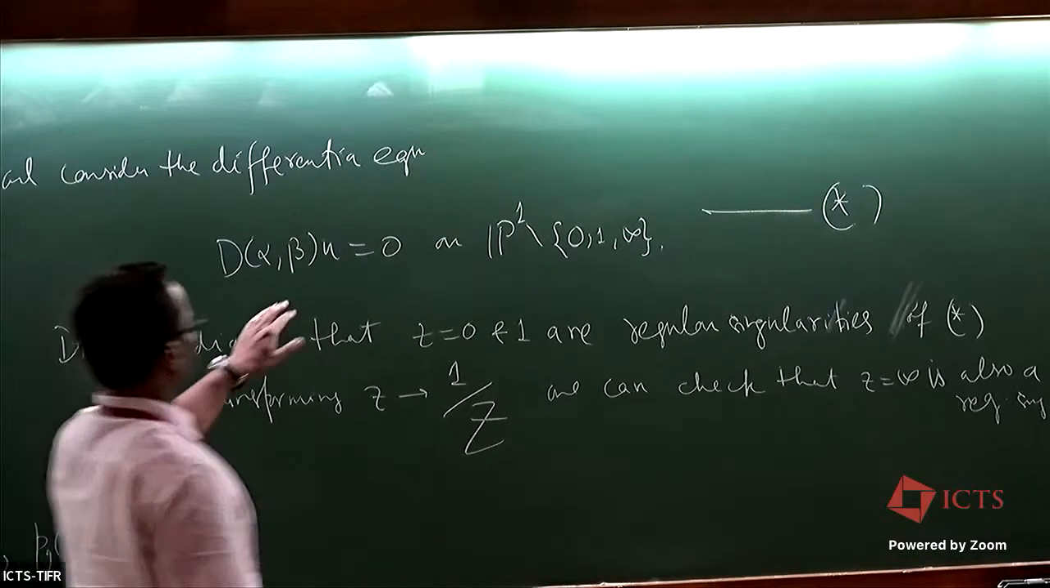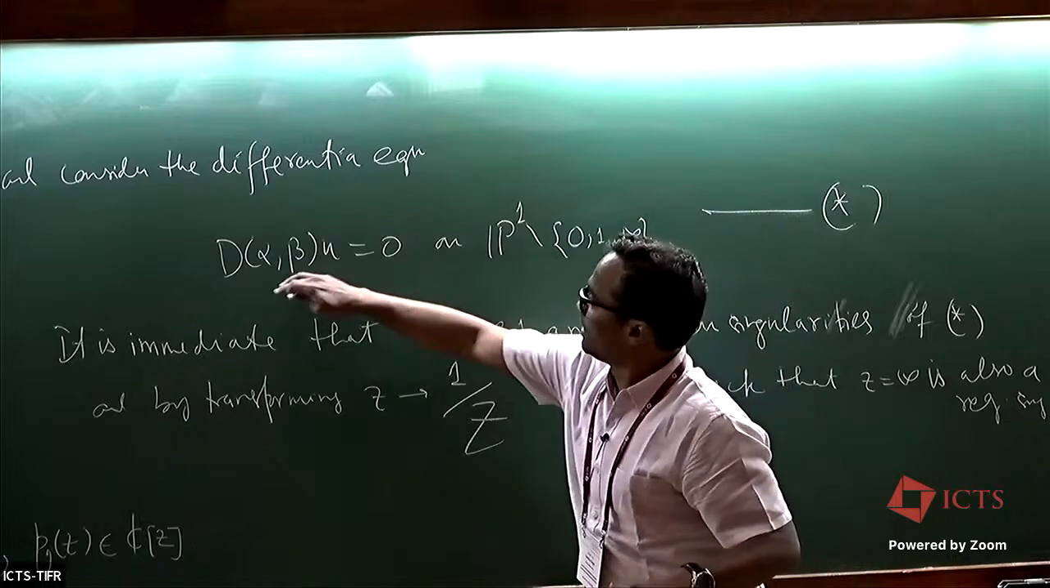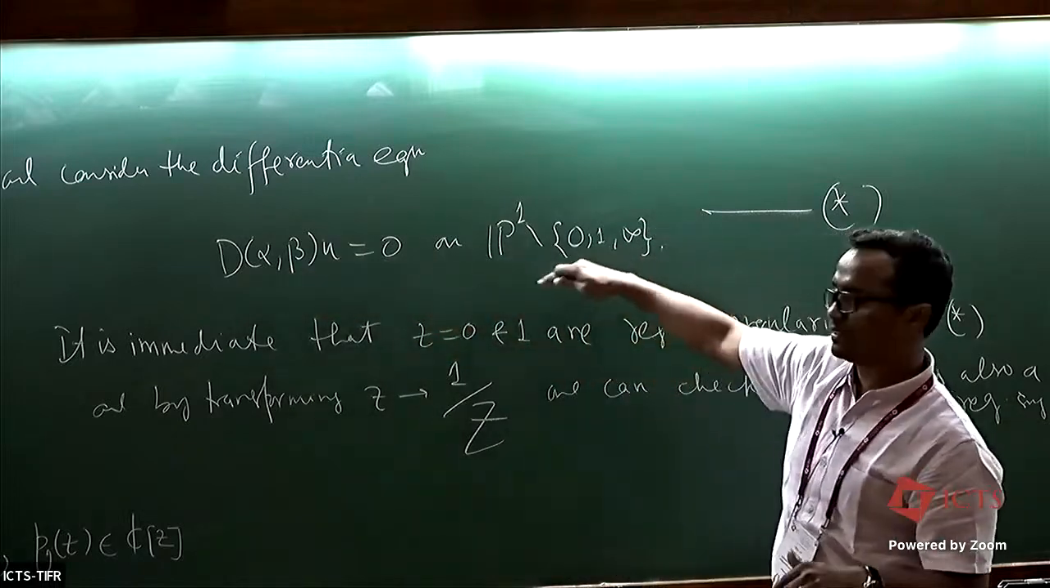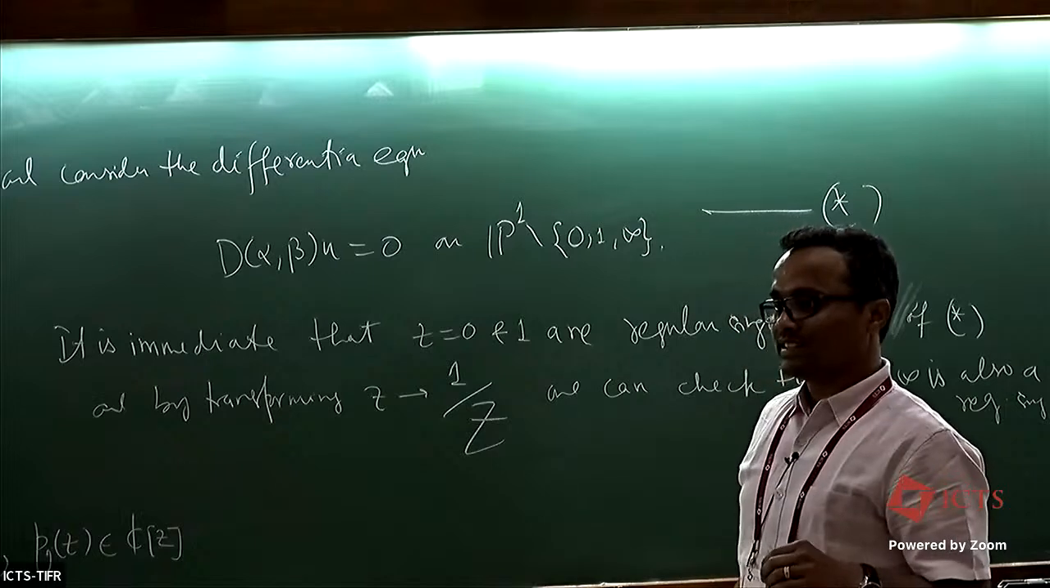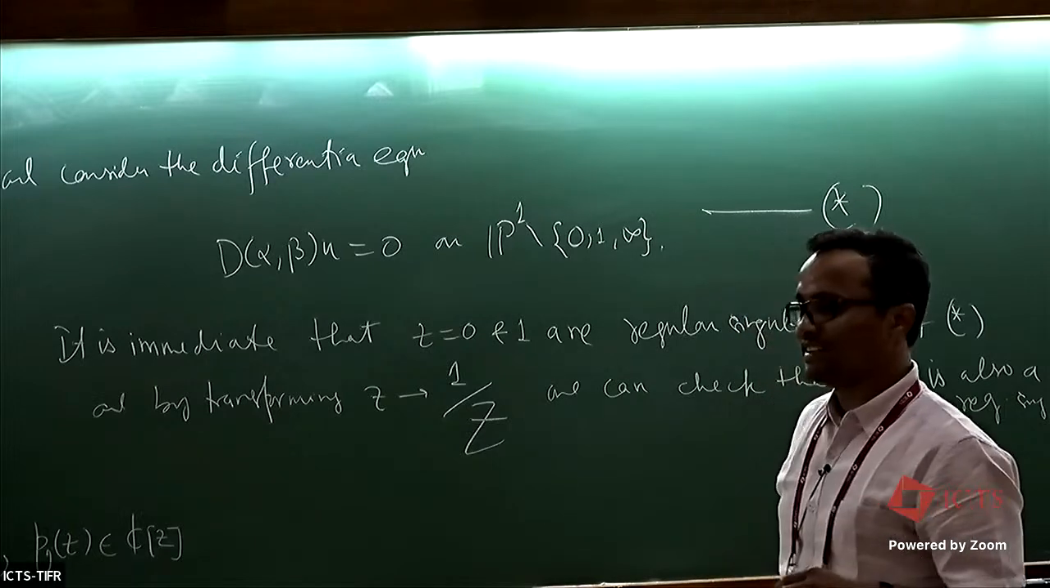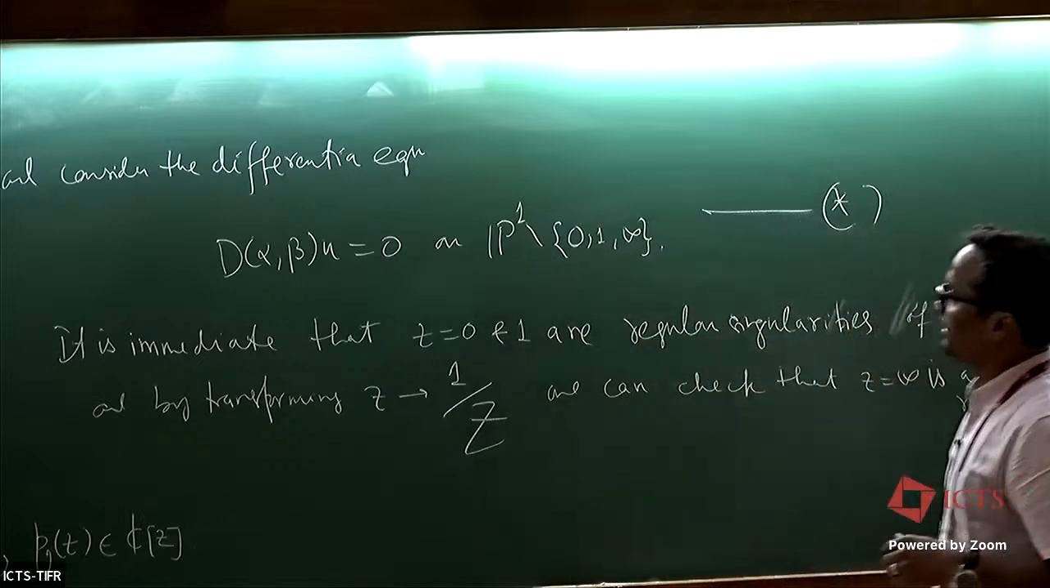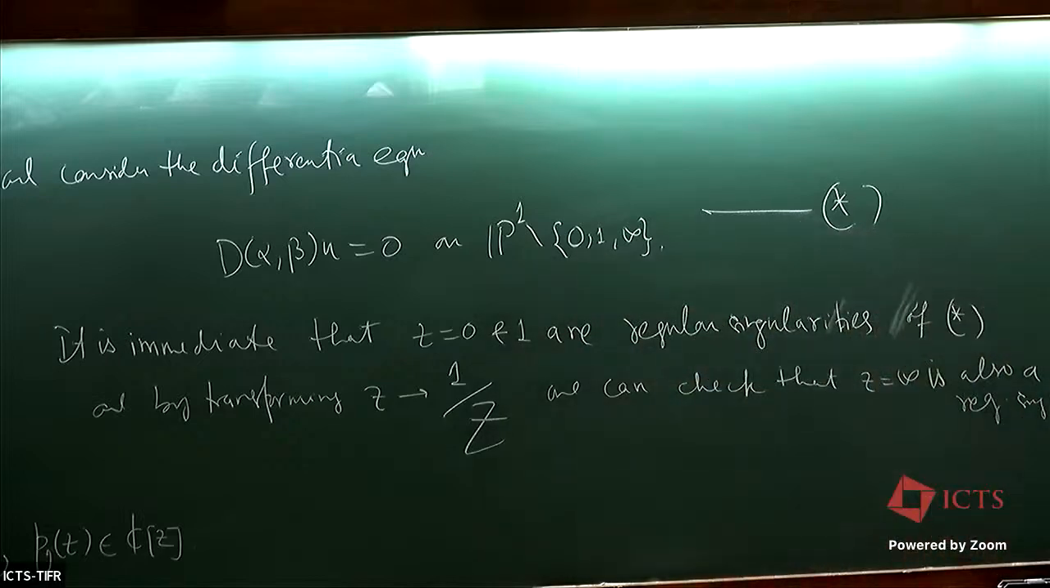D alpha beta of u is equal to 0 means this works like operating on a set of analytic functions. Yeah, this is a differential equation. So an equation like this, of the type star, is called a hypergeometric equation.